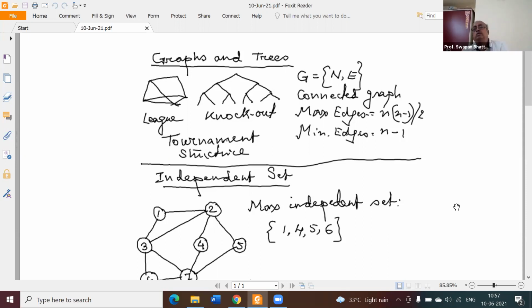Very good. That's why you have noted I have titled this session as role of algorithms in problem solving. This is not design and analysis of algorithms, which is a conventional course.